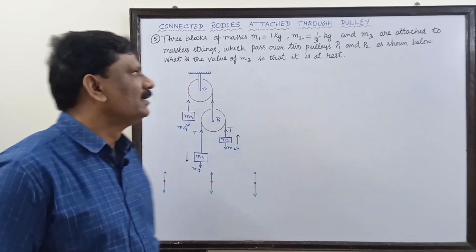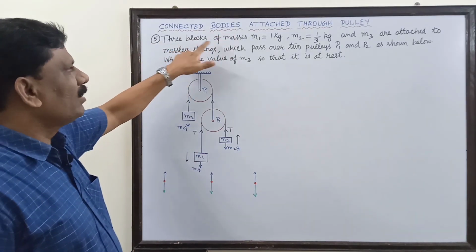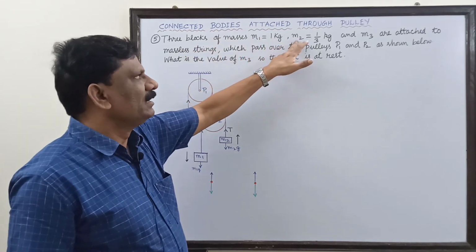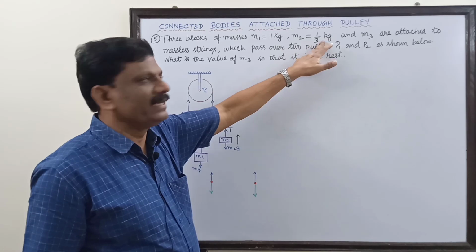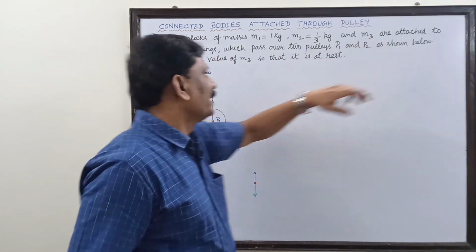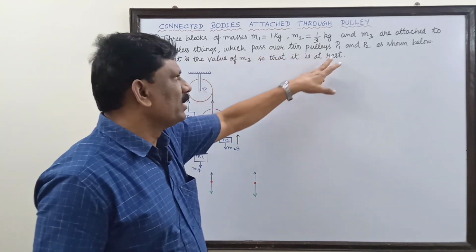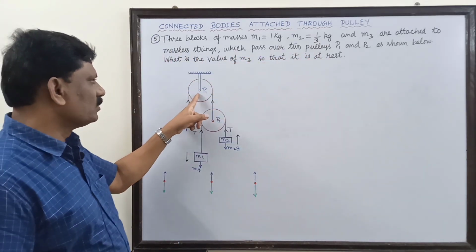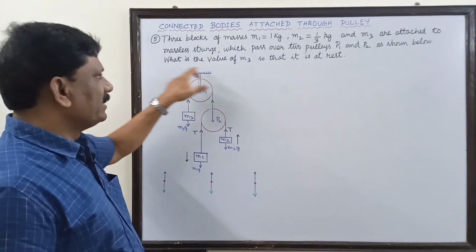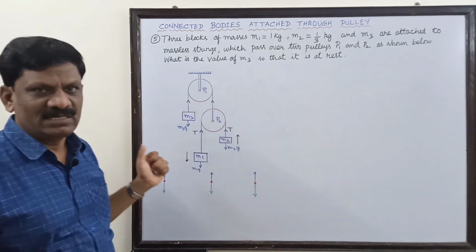Hi students, problem number 5 in connected bodies. Three blocks of masses m1 equal to 1 kg, m2 equal to 1 by 3 kg and unknown mass m3 are connected to massless strings which pass over two pulleys P1 and P2. So this is P1 and this is P2. What is the value of m3 so that it is at rest?